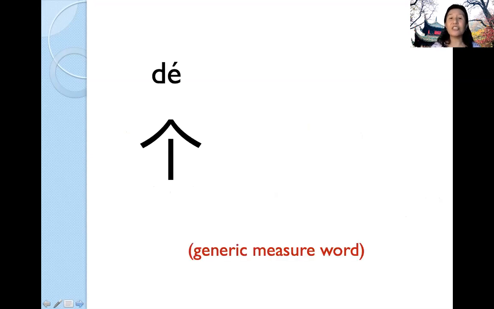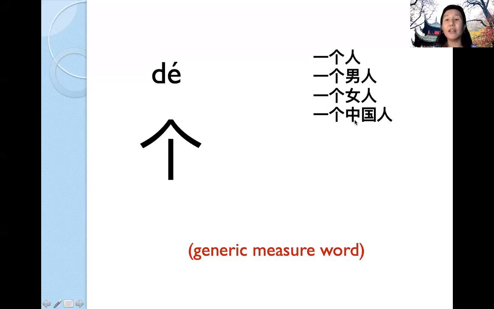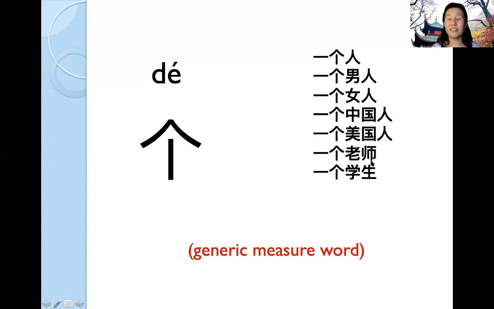个, it's a generic measure word used in Chinese. And to know that, we have lots of examples. 一个人, one person. 一个男人, one man. 一个女人, one woman. 一个中国人, one Chinese person. 一个美国人, one American person. 一个老师, one teacher. 一个学生, one student.